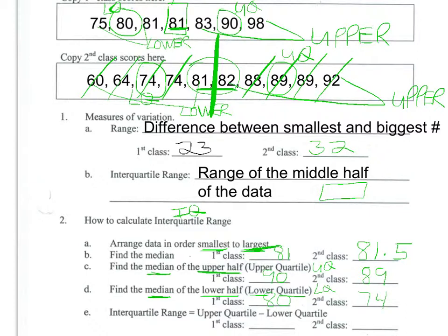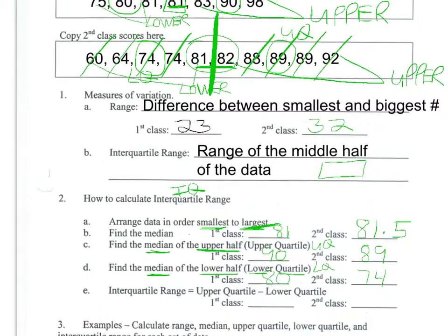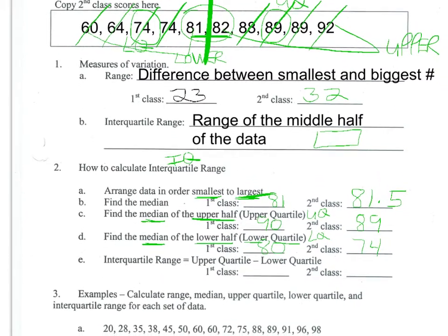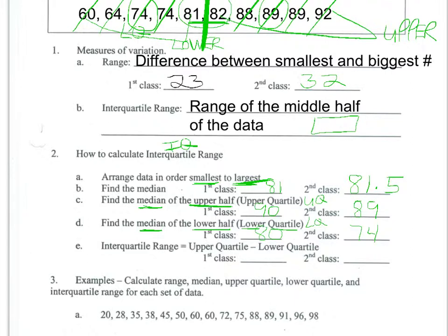All right. So then, if I want to find the interquartile range, I just subtract the lower quartile from the upper quartile. So I have everything lined up here. Let's put this in a different color. To find the interquartile range, I just subtract these two numbers. So 90 minus 80 is going to give me 10. To get the interquartile range for the second class, I subtract the LQ from the UQ. So 89 minus 74 gives me 15.